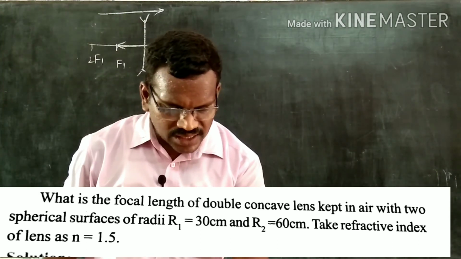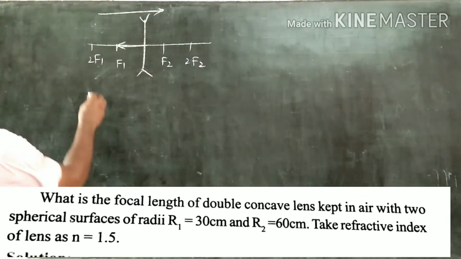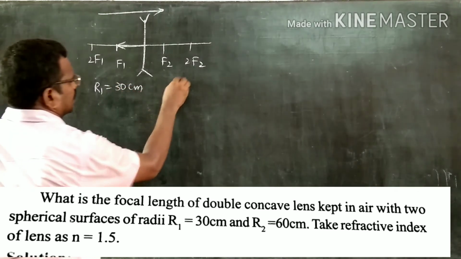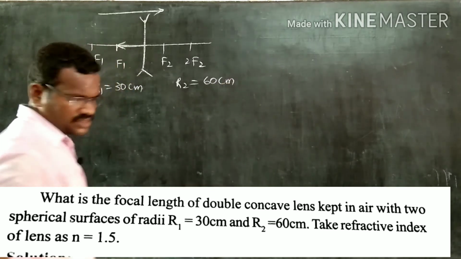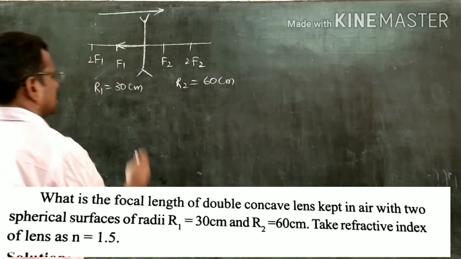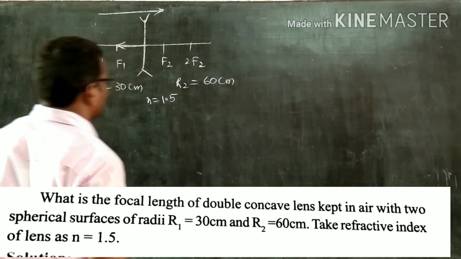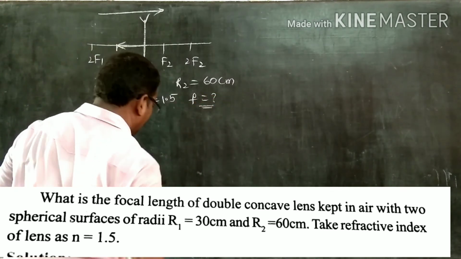Now here, what are the two more values given? Radii R1 is equal to 30 centimeters and R2 is equal to 60 centimeters. Then what else is given? Refractive index n is equal to 1.5. Here what is the first step? What should we find out? f is equal to question mark. That only we should find out.